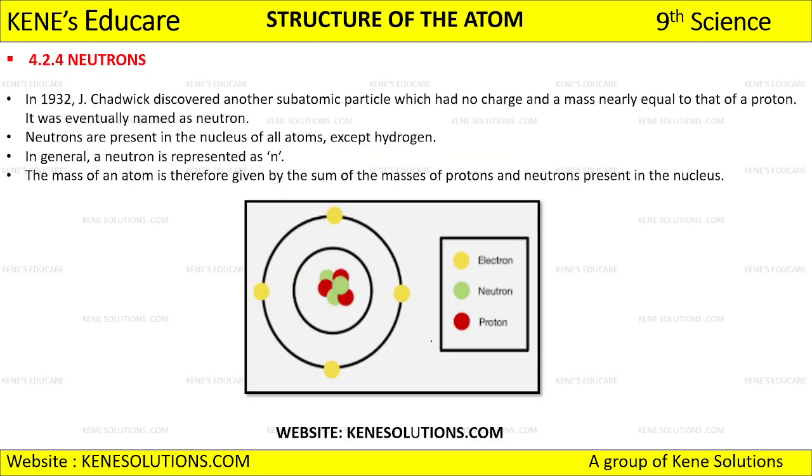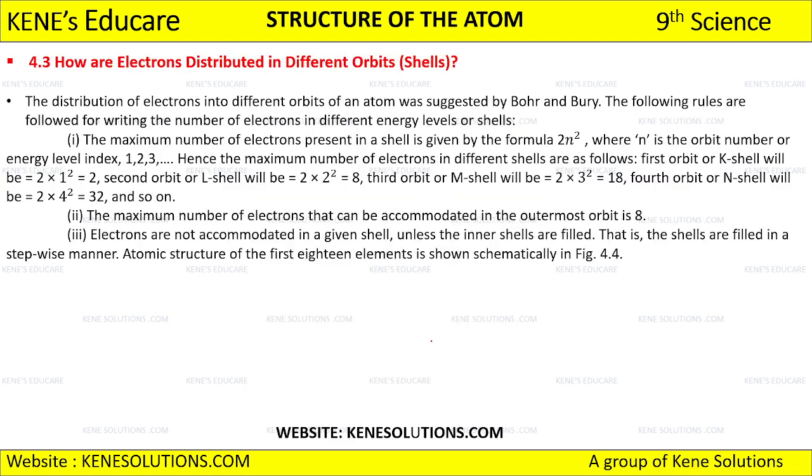Okay. Then we will study neutrons in detail, what exactly neutrons are. So we know neutrons are something that don't have any charge. They are neutral, right? They are neither positive nor negative. So we'll discuss neutrons in detail. Then we will discuss how electrons are distributed in different orbits. Okay.